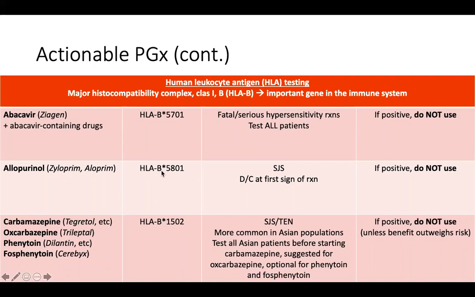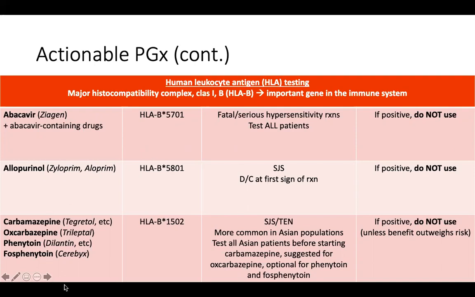Allopurinol, kind of the same. So HLA-B 5801, so almost the same thing. But this can cause the Stevens-Johnson syndrome, and we would have to discontinue at the first sign of that reaction. And definitely do not use that one either if that comes out positive.